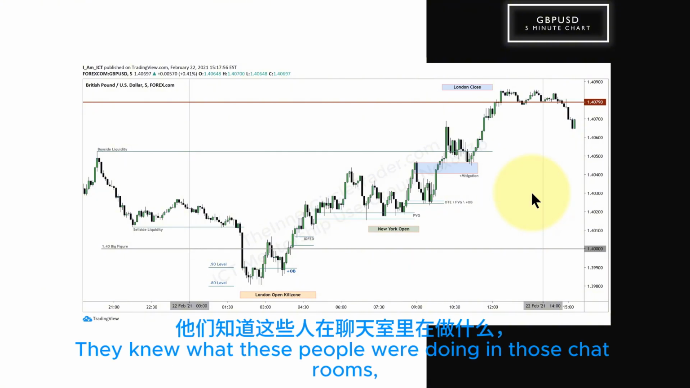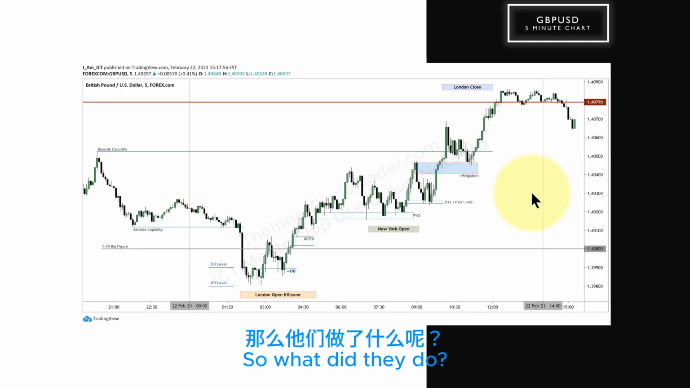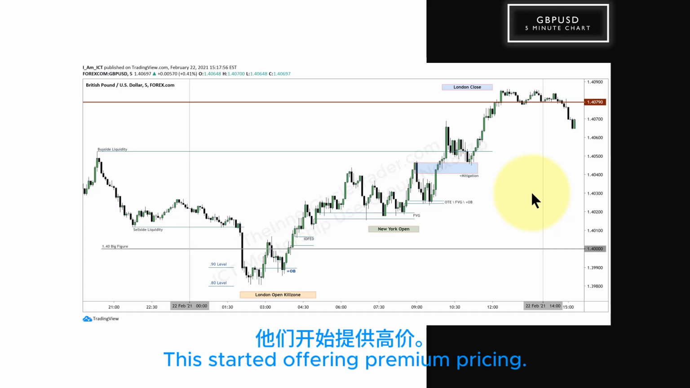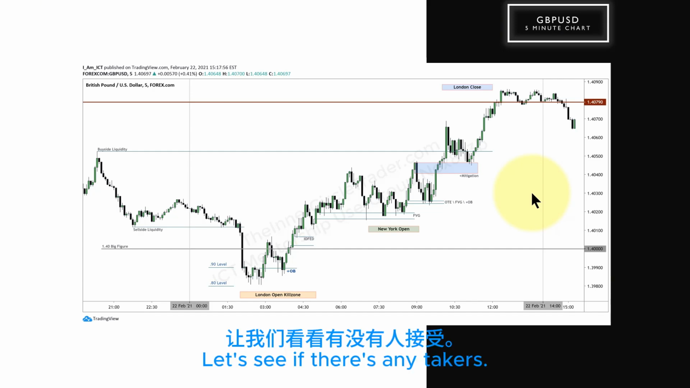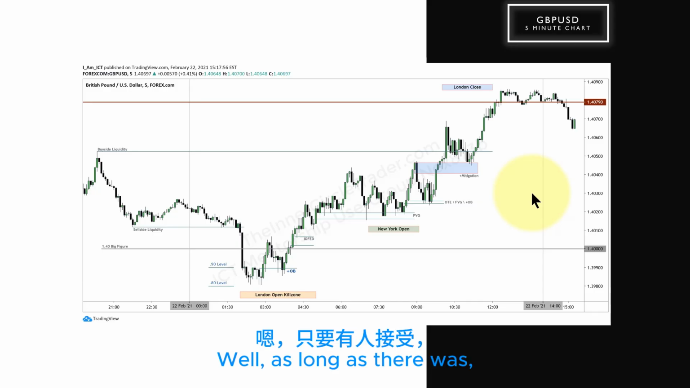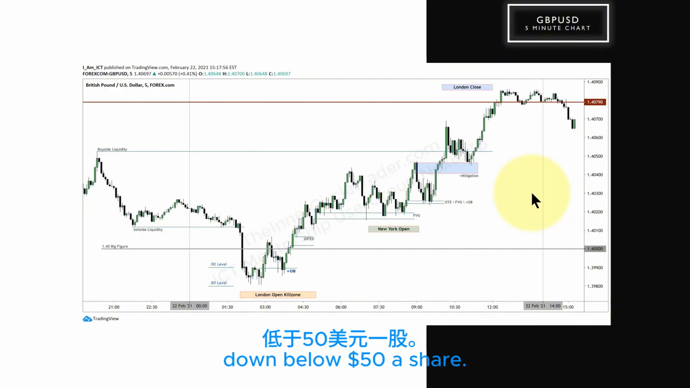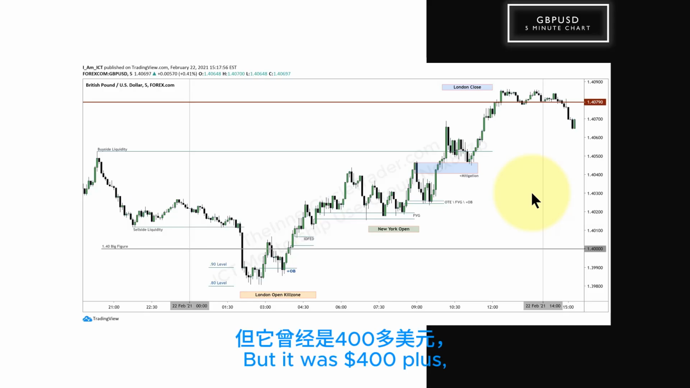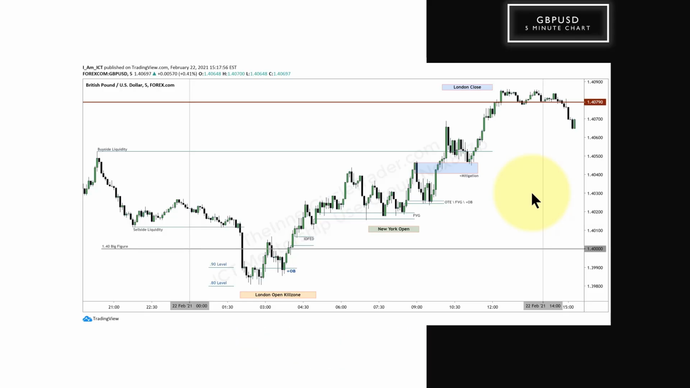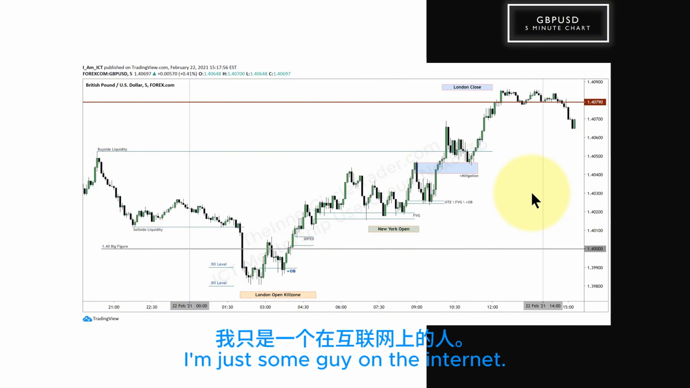They knew what these people were doing in those chat rooms, and they knew there was a large buying interest. So what did they do? The market makers in that stock just started offering premium pricing. Let's see if there's any takers. And there was. Well, as long as there was, they kept pricing it higher. When it gets to a certain price, they're going to sell their stock. And then we're back down below $50 a share. But it was $400+, ICT. Yeah, it was. But notice the day that it was doing that, you weren't allowed to trade it. Seems rigged to me. But what do I know? I'm just some guy on the internet.